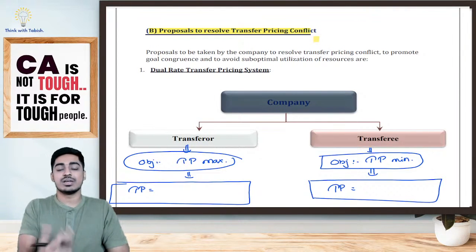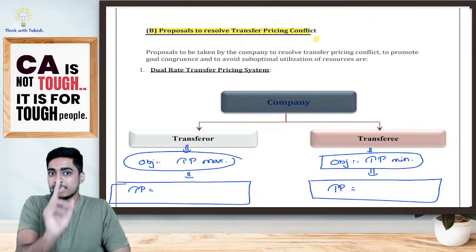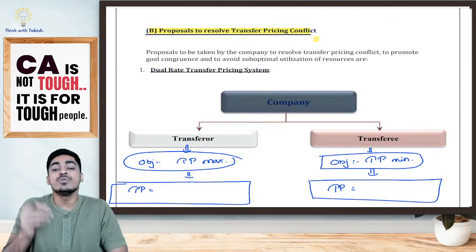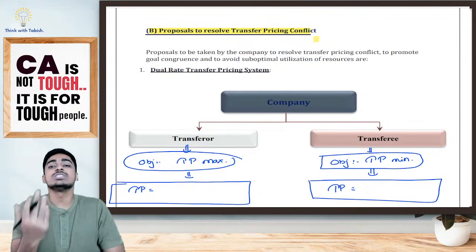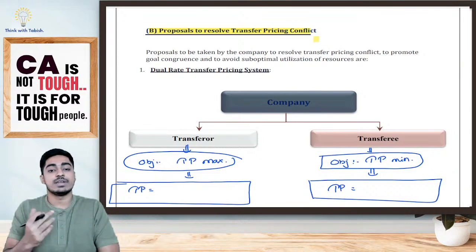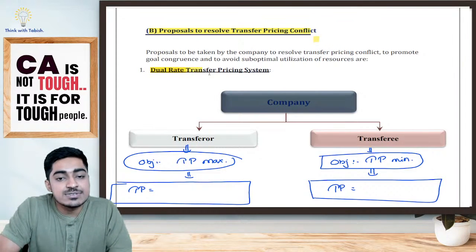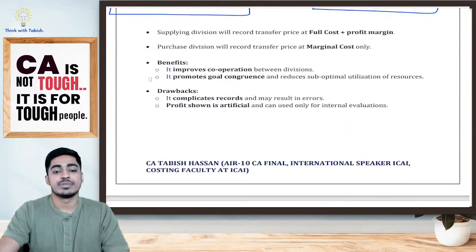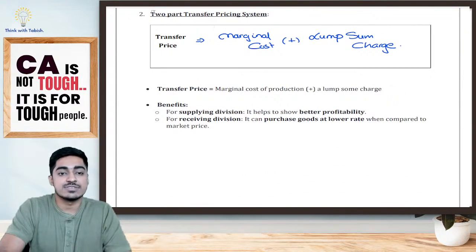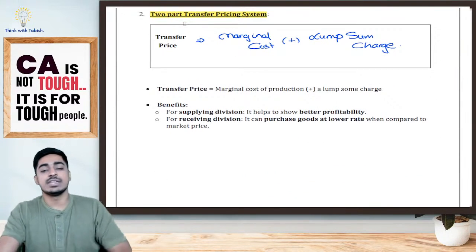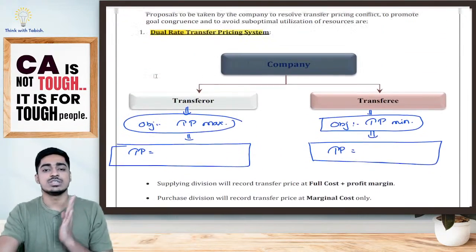How do we resolve it? There are two methods, very important from a theory perspective. Every time they ask, how do we resolve the transfer pricing conflict? What should the CEO do to resolve this conflict? Yes, the dual rate transfer pricing system, that is one thing. And next is the two-part transfer pricing system. Very important from theory. All these things we need to write in the theory question if it is asked.